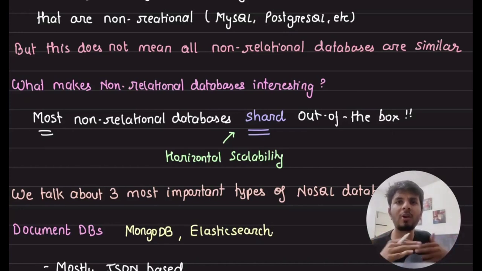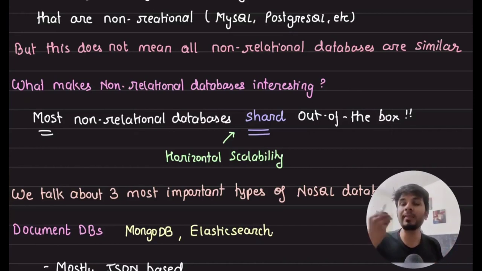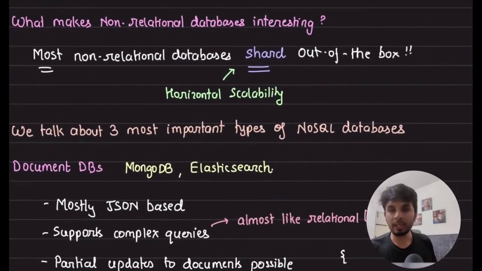Last video we saw what sharding and partitioning was, right? That's exactly it, but non-relational databases give you those tools out of the box, which is what makes them a little special. It just makes our life a little easier, right? But apart from that, it's not totally true that all non-relational databases are similar, right?